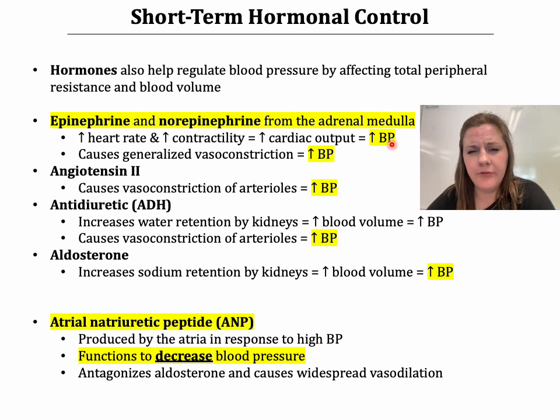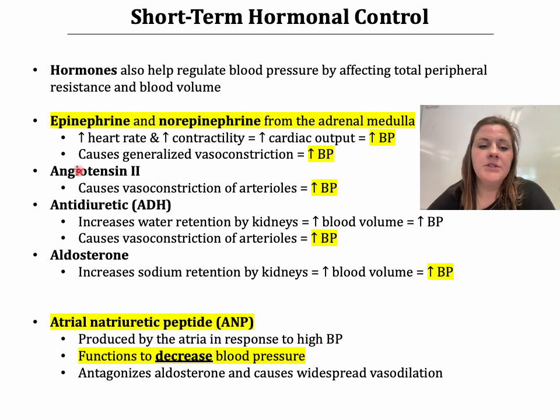Epinephrine and norepinephrine from the adrenal medulla are released during a sympathetic or a fight or flight state, right? So when we're really scared, really nervous, that kind of adrenaline rush that we feel is due to the release of epinephrine and norepinephrine. The effect on the heart is that it increases the heart rate, increases the contractility by making more calcium available to the cardiac muscle cells, and that in turn increases cardiac output and blood pressure.